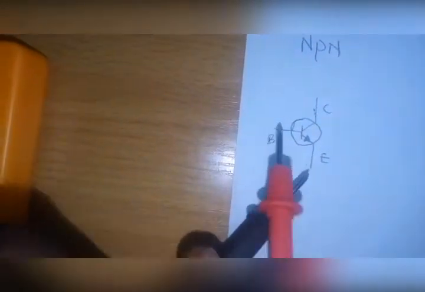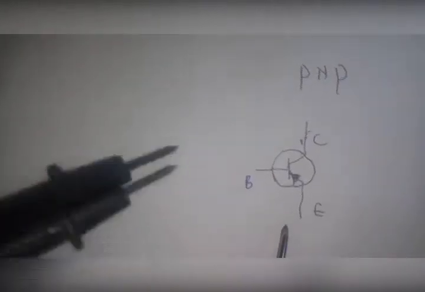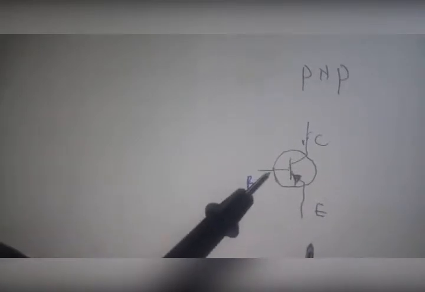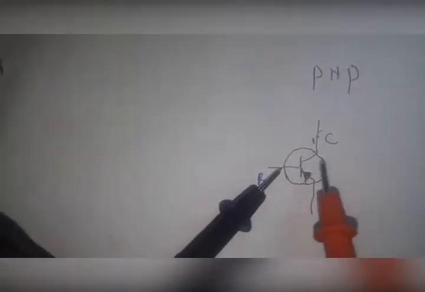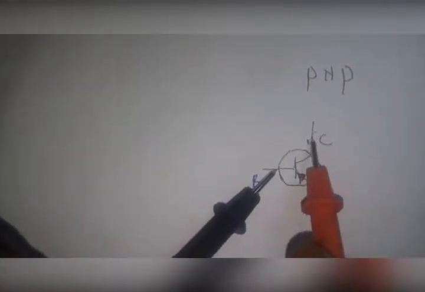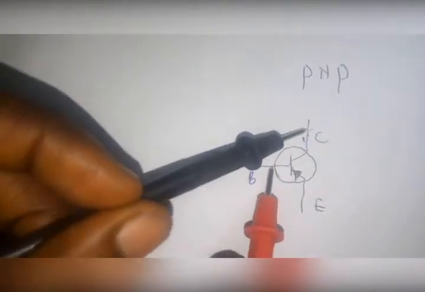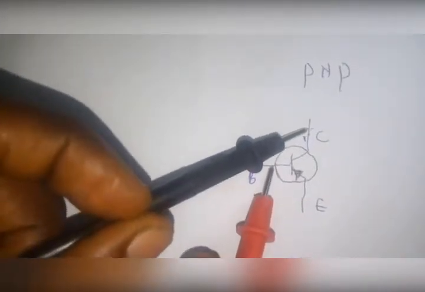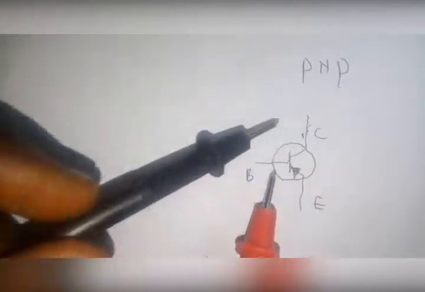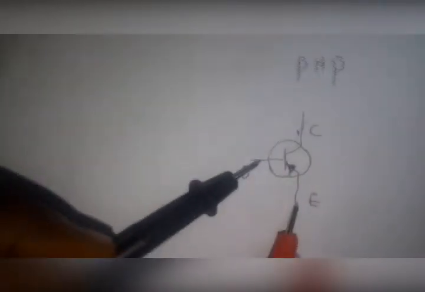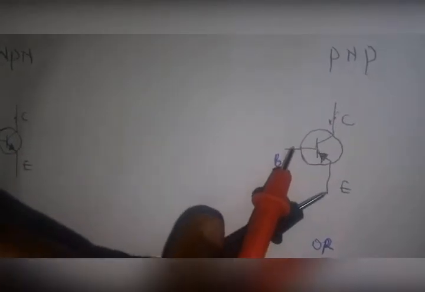Now the same thing can also be done to the PNP transistor. For example, if I put one leg at the base and the other one at the collector, it will read, and by the time I interchange it, there won't be a reading. And at the same time, at the base and at the emitter, there will be a reading, but by the time I interchange it, there won't be a reading.